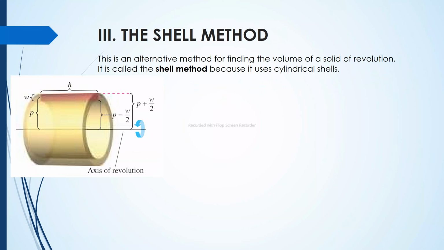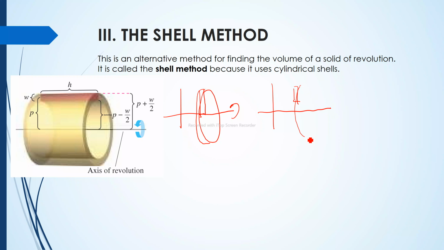Now the third method in determining the volume of a solid of revolution is what we call the shell method, or the cylindrical method. For this one, we will also be using a representative element, but the rotation will form a cylinder. Let's say we have a vertical strip and rotate it along this axis. With the washer method, if we rotate this strip along the x-axis, we will have a washer formed.